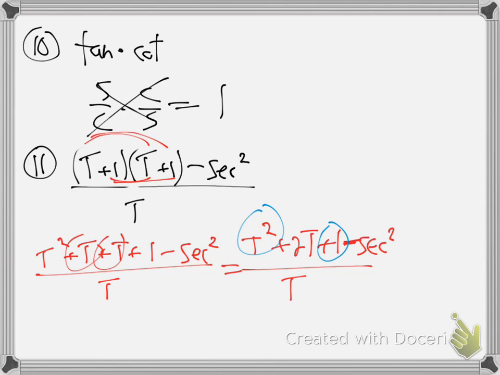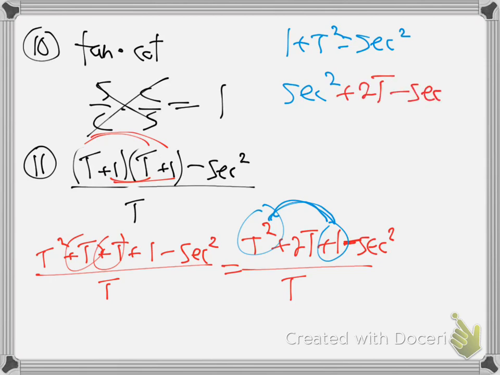Any recognition of these guys? These guys want to get together and make something new. What's tangent squared plus 1, or 1 plus tangent, either way you say it? Yeah, it's secant squared. So these two together vanish, and in their place comes secant squared, plus 2 tan minus secant squared over tan. Bring it up to here, and then cancel. Everybody see that? The tan squared plus 1 vanish, and in their place comes secant squared.